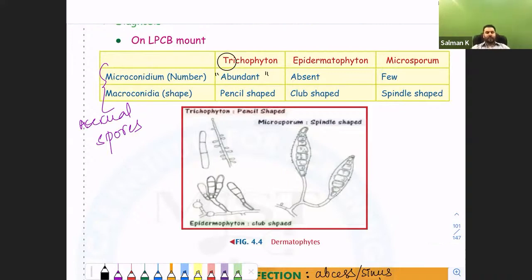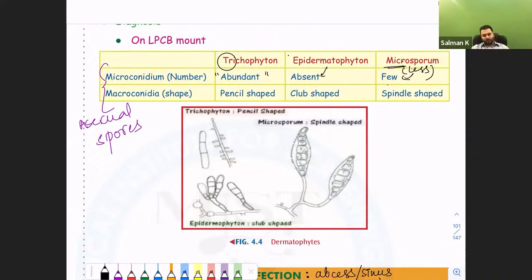All right. Next, epidermophyton: microconidia completely absent. And in microsporum, micro means small or less. So less microconidia are present. So how to easily remember? Trichophyton, tricho has maximum tissue involvement and maximum microconidia. And microsporum, micro means less, that means it has less microconidia. Epidermophyton has absent. So that's the first point, that's how you're supposed to identify them.